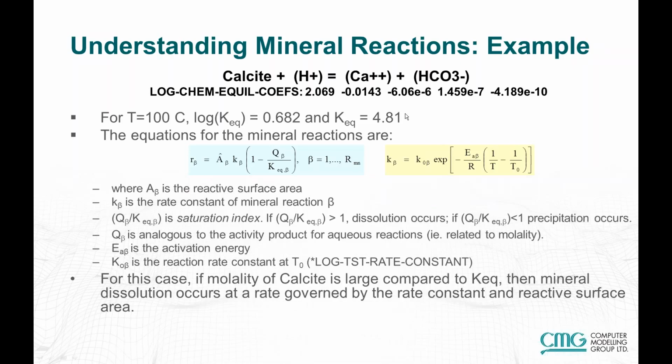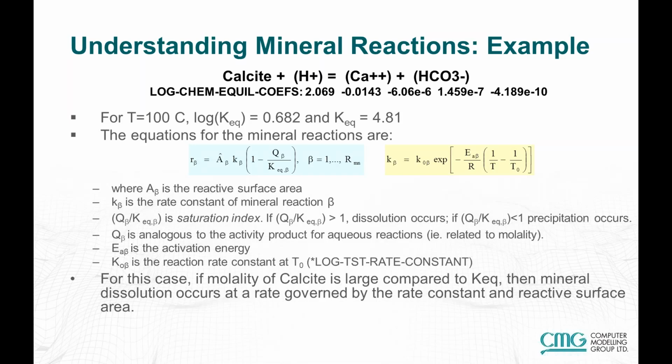Now a mineral reaction example is given here, the calcite reaction. So again, we have our keyword giving us our 5 coefficients. We substitute in 100 again for temperature. We calculate K_eq equals 4.81 for this case.